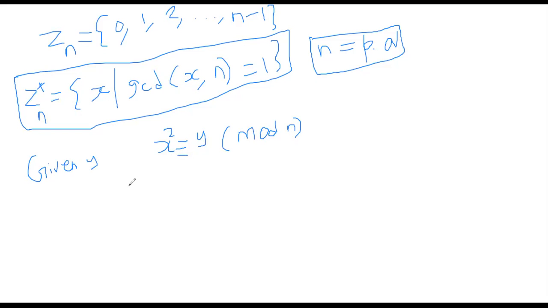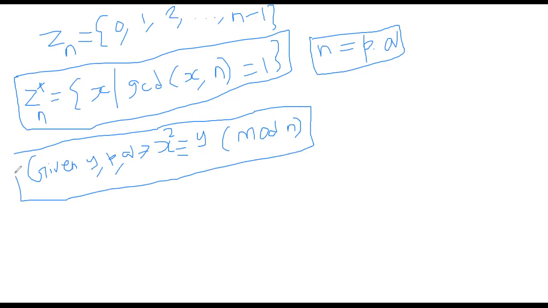As far as I know, you can't solve this today. You would need the prime factors of n as well. So given y, p, and q, we can find an x such that x square is congruent to y mod n. This problem can be solved. And I'm going to show you a technique that you can easily use to find such an x.